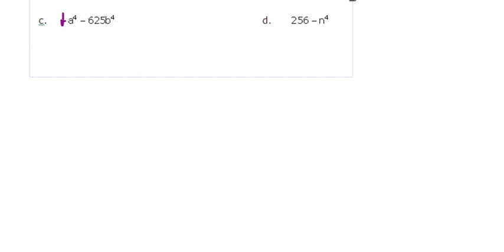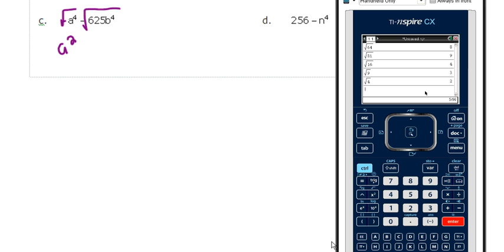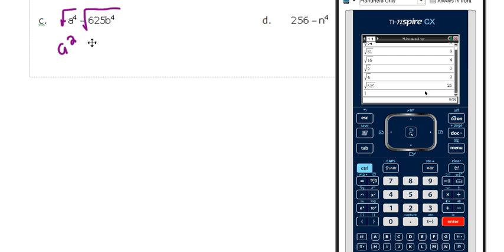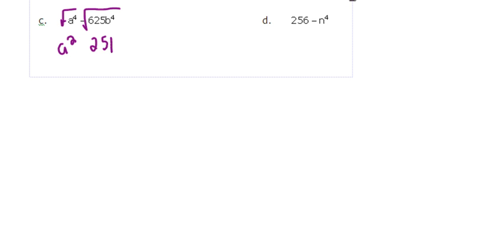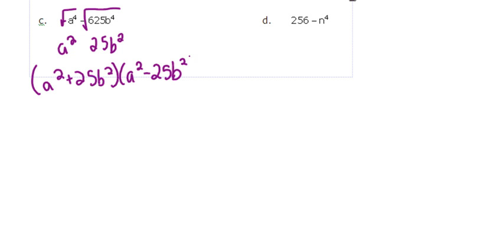This one, the square root of a to the 4th is a squared. The square root of 625b to the 4th, that's a large number. But if I check, the square root of 625 is 25. So this is 25b squared. So I have a squared plus 25b squared, a squared minus 25b squared. We definitely have exponents still. This has two terms but a plus sign, so I'm done there.